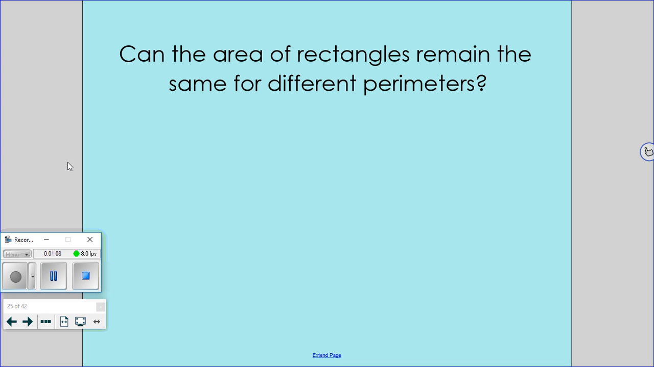Thanks. All right, I want to know your thoughts on today's question: can shapes with the same area have different perimeters? If you think yes, that can happen, raise your hand. If you think no, that can't happen, raise your hand. All right, we're going to figure that out today.